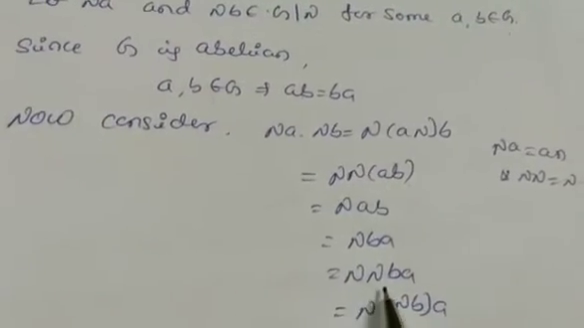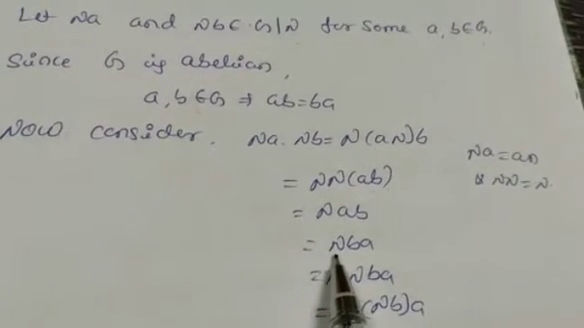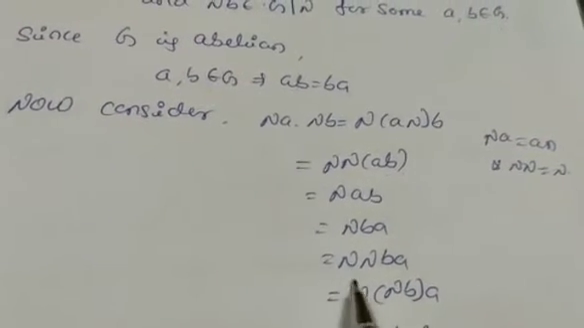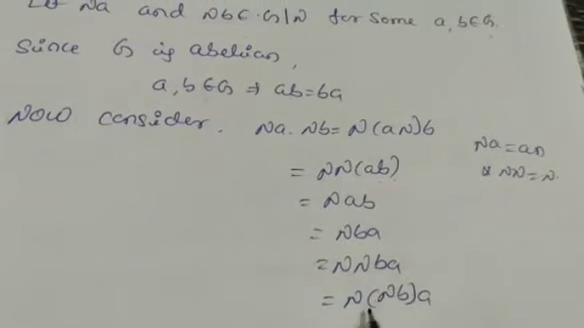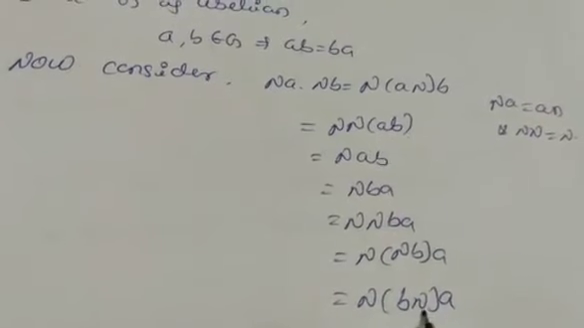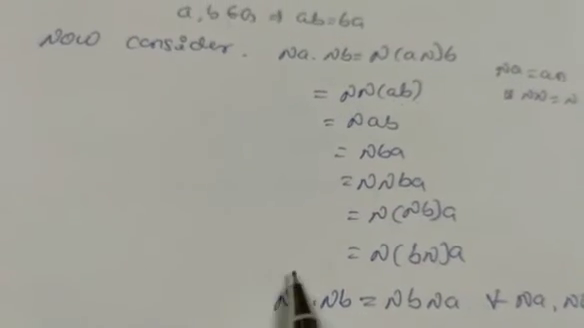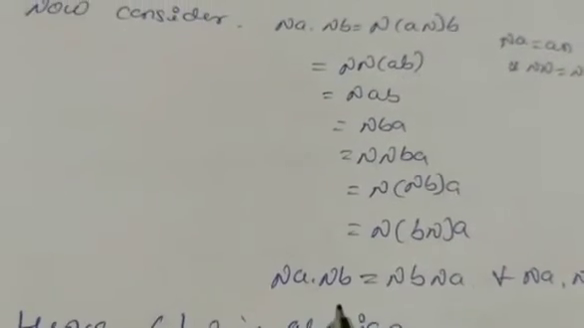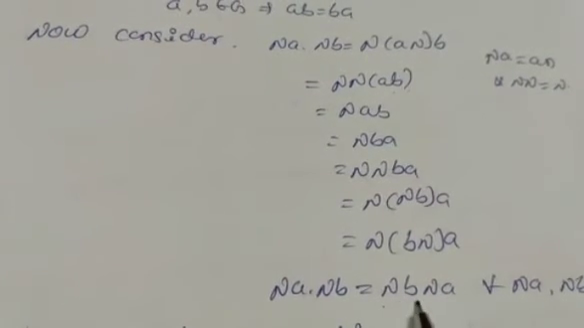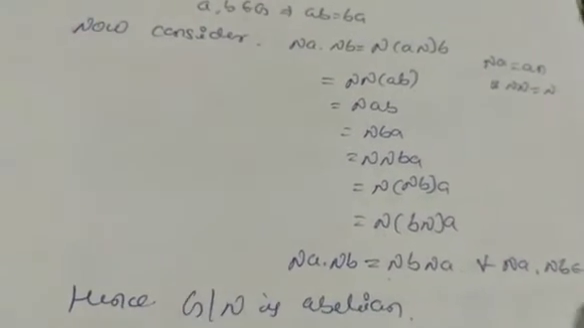Here we have it as ba, and again we can rewrite it in the backward direction. We can go in the backward direction. This is N N b a, keeping this N as it is. Again we can apply the associative law: N (bN) a, which is N b N a. So this implies Na · Nb is equal to N b N a, for all Na, Nb belonging to G/N.